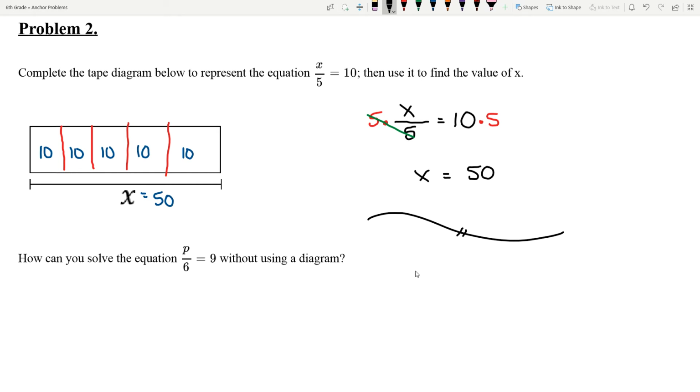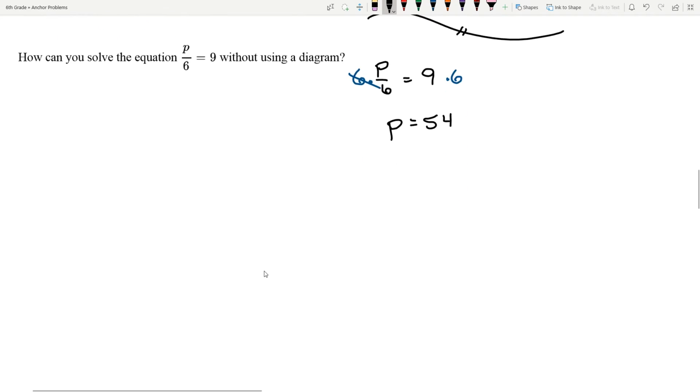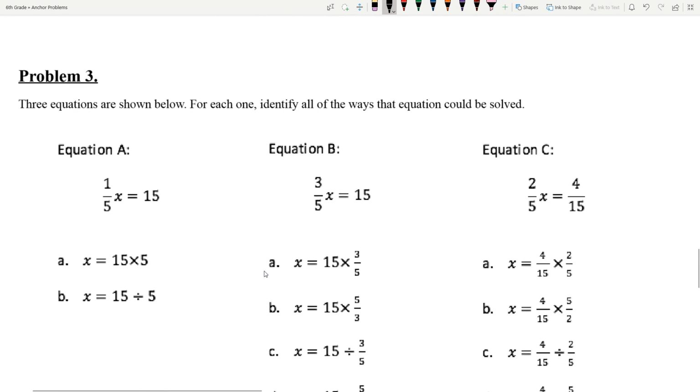Can we follow something similar here for p divided by 6 equals 9? Sure. The opposite of division is multiplication. So if I multiply by this 6 on both sides of the equation, this cancels, and we're left with p equals 54. And sure enough, 54 divided by 6 is equal to 9. And so we're still, just like adding and subtracting equations, using the idea of opposite or inverse operations. So let's go on to some questions that have fractions, because those are always fun.